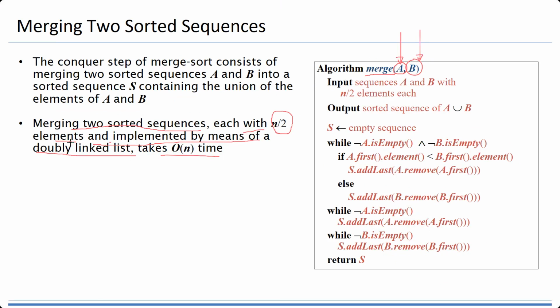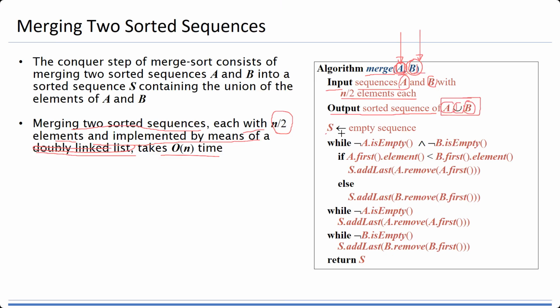Okay. Do you still remember the doubly linked list? It means we are looking for the data which is in the list, and they are linked to each other. So the input is the sequences A and B with n divided by 2 items each, and the output will be the sorted sequence of A union B. So A and B will be combined.